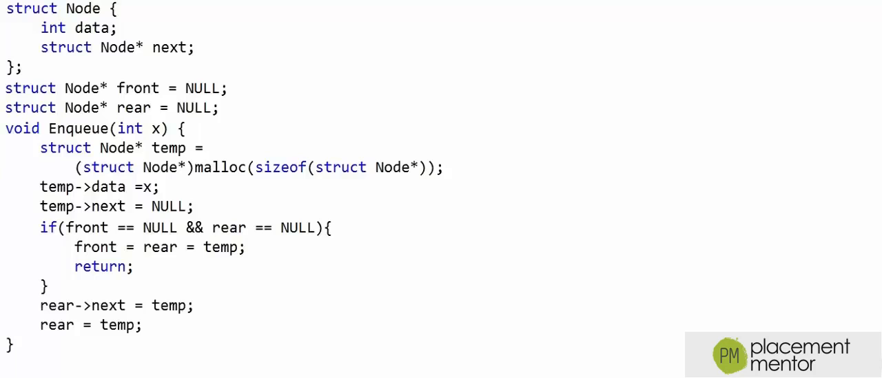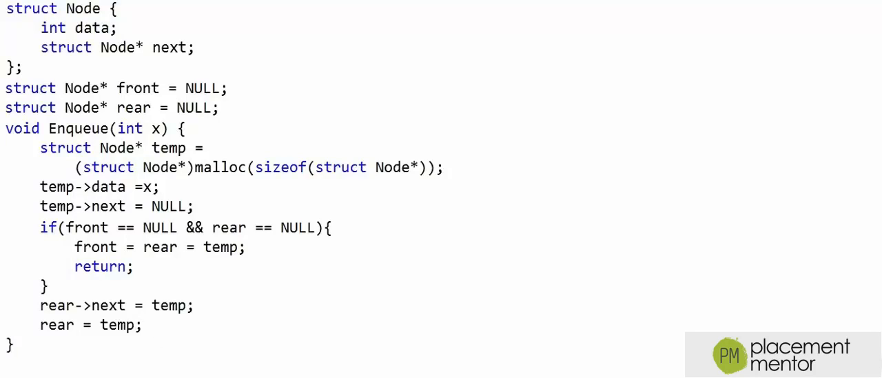Else, because we already have a pointer to rear node, we will first set the address part of current rear as the address of this newly created node, and then we will modify the address in rear variable to make it point to this newly created node.